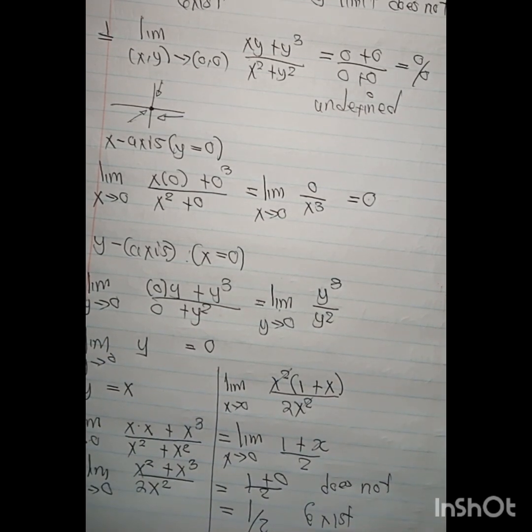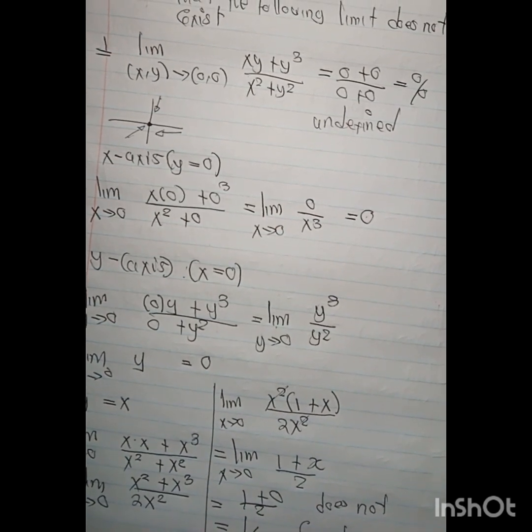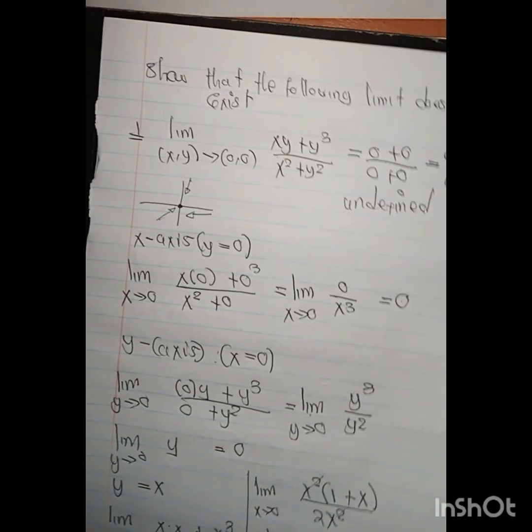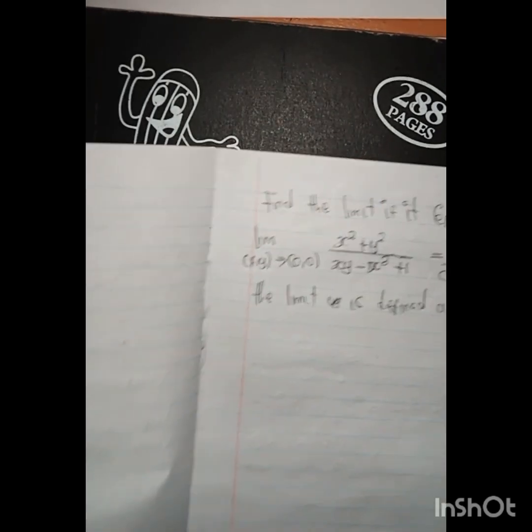The limit does not exist. This is all you have to do if you want to show whether limits exist or not. You approach the origin or the point given from either side. If it happens that the values are not the same, it means the limit does not exist. Then we can look for one more problem to show this.